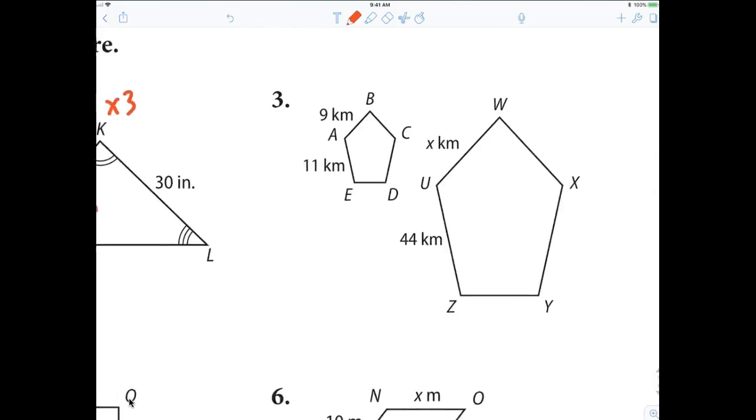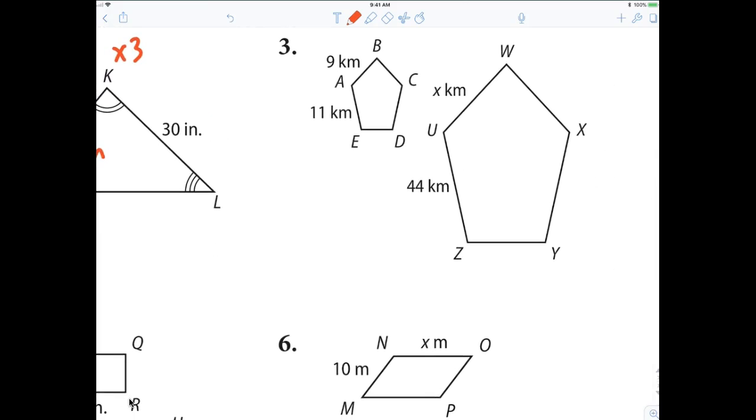All right. Now, let me hear about number 3. Number 3 should be a simple observation as well here. I remember. That's good. Tell me what you got. Well, I did 11 over 44 equals 9 over x. Perfect. Let me write that out. 11 and max. That's perfect.